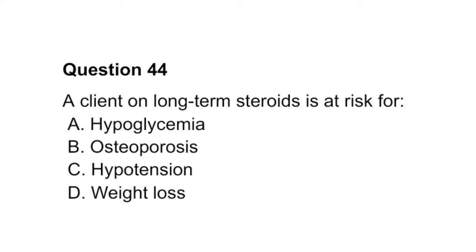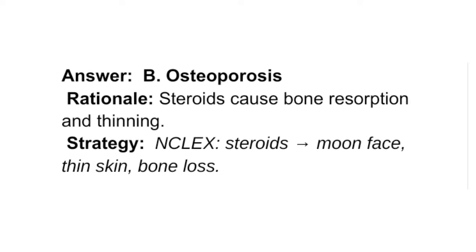Question 44. A client on long-term steroids is at risk for: A. Hypoglycemia. B. Osteoporosis. C. Hypotension. D. Weight loss. Answer: B. Osteoporosis. Rationale: steroids cause bone resorption and thinning. Strategy: NCLEX, steroids mean moon face, thin skin, bone loss.